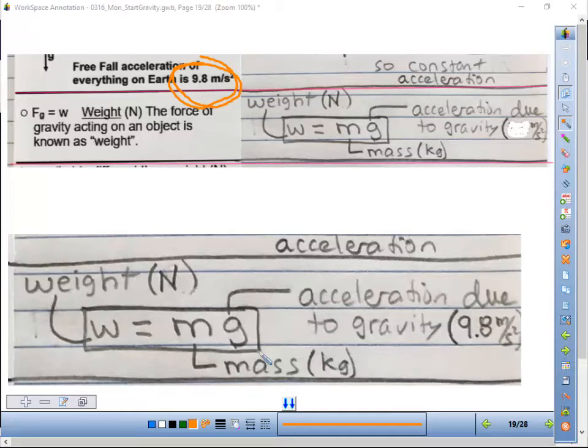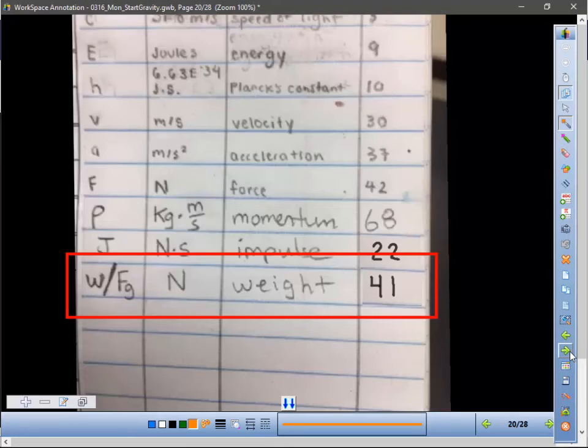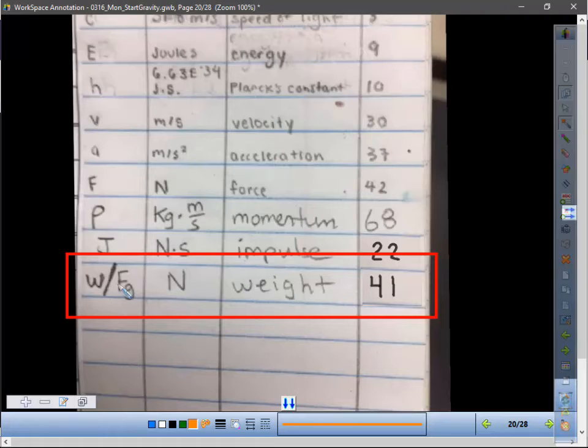All right, so we're talking about weight, W. So let's go to our table of contents, our list of variables, and put it in there. We actually can use two different letters for weight. We can use W or we can use F sub g. F sub g is like force of gravity. Both of these can be used for weight. And the units are newtons, that's weight, and we're on page 41. So go ahead and write this on your list of variables on your table of contents.